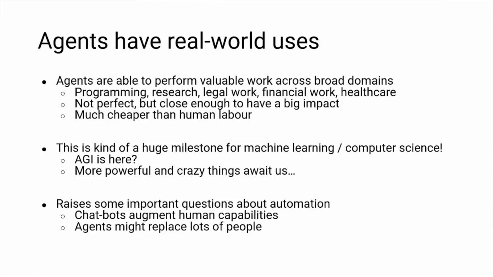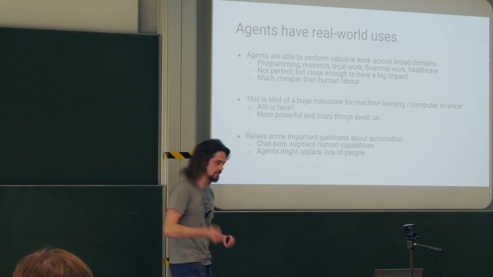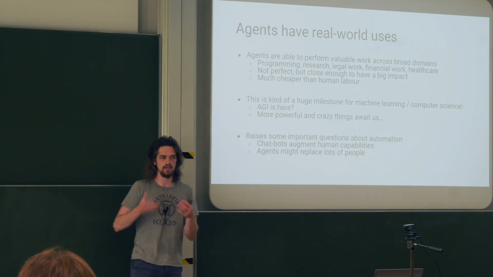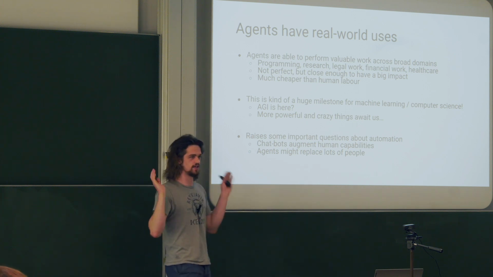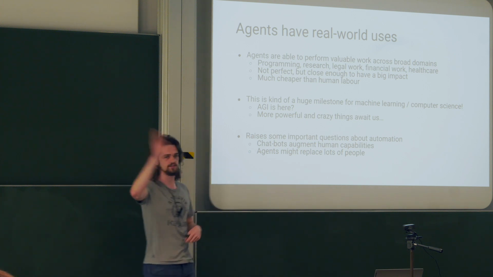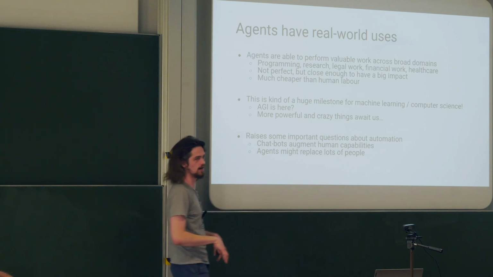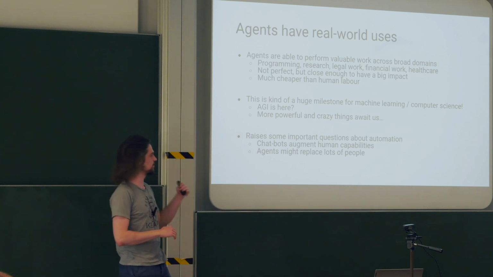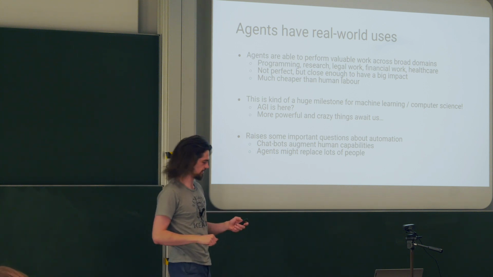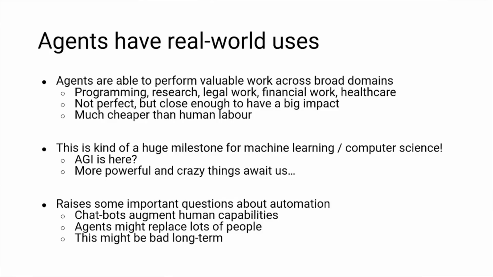But agents might actually fully replace a lot of people. If you don't need the human to be this mediator, this in-between, you can just say, hey, agent, go make me these scientific reports, go make me these financial reports. And now you don't need to pay some intern or low-level paralegal to do this. And yeah, again, very briefly, you just want to raise that this might be bad long term.